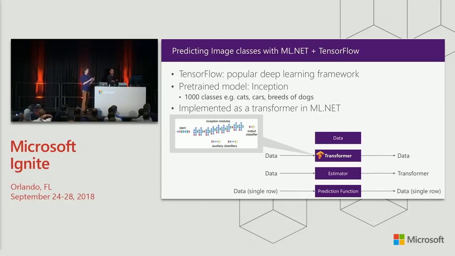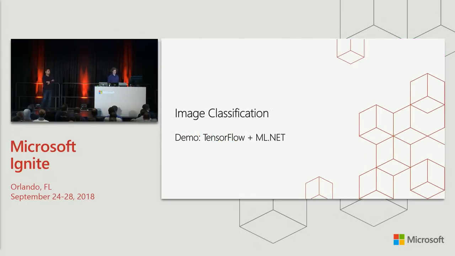We're going to use a pre-trained model from TensorFlow. That means someone else created this model in TensorFlow and made it available to us on the internet. The name of this model is Inception. It takes an image and tells you which of 1,000 classes is in that image, so it's cats, dogs, cars, and so on. This is implemented as a transformer in ML.NET, so it's something that takes data, does some work on it, and outputs new data. In this case, the input is an image, and it outputs the scores for each of the classes. So let's do a few quick demos.